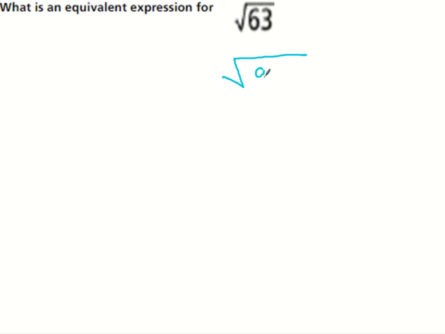So I know that the square root of 63 is the same thing as the square root of 9 times 7, because 9 times 7 is equivalent to 63. So I just rewrote 63 as a product of two different numbers. Now going back to that property we talked about, I'm multiplying two different numbers under a radical, so this is really equal to the square root of 9 times the square root of 7. The reason I did this is because 9 is a perfect square. So the square root of 9 is 3. I don't know what the square root of 7 is. 7 is a prime number, and I can't take any perfect squares out of it.